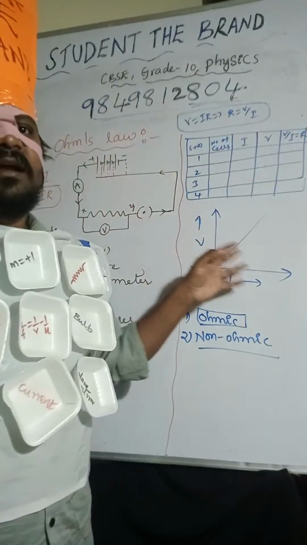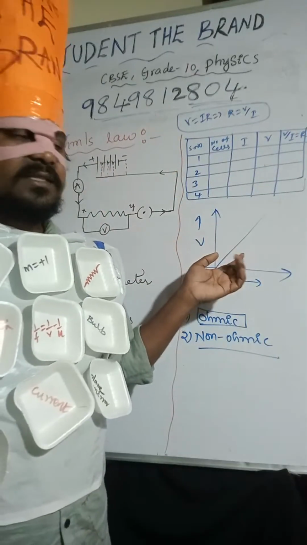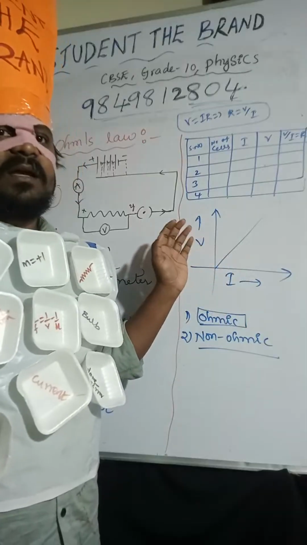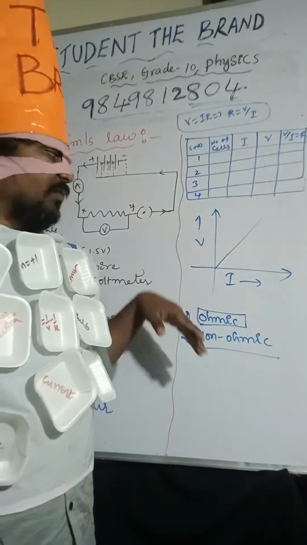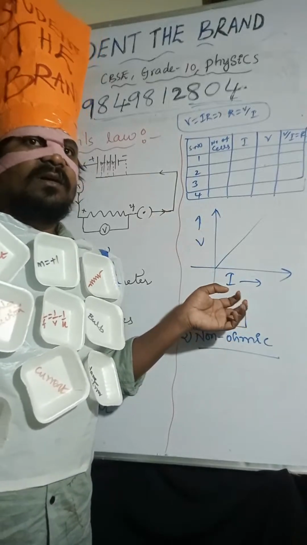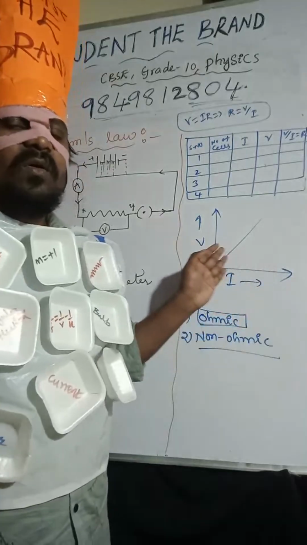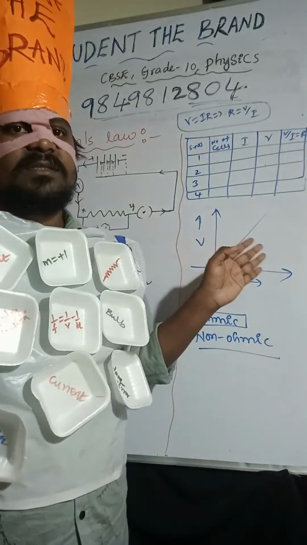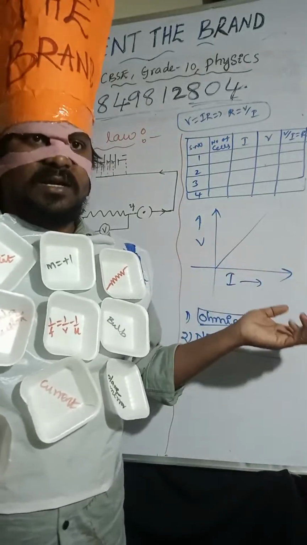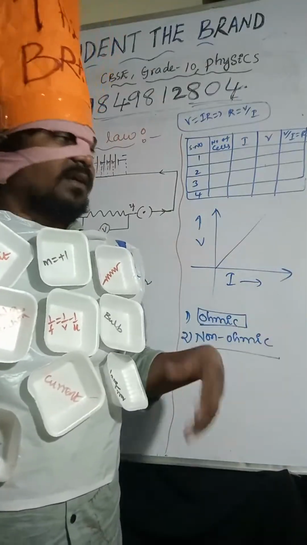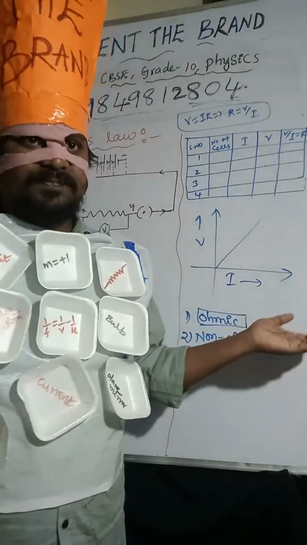If you draw the VI graph, it is a straight line starting from the origin. So this is for ohmic conductors. For non-ohmic conductors, it is a curve. What is meant by ohmic conductors and non-ohmic conductors? An ohmic conductor is a conductor which obeys Ohm's law. A non-ohmic conductor is a conductor which does not obey Ohm's law.